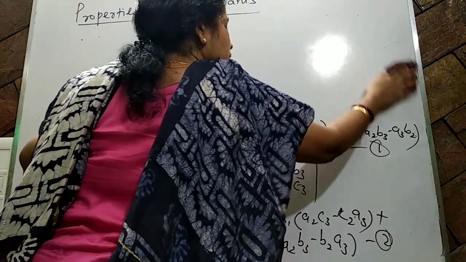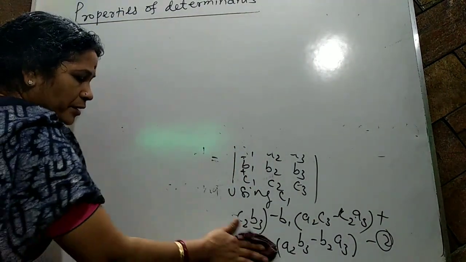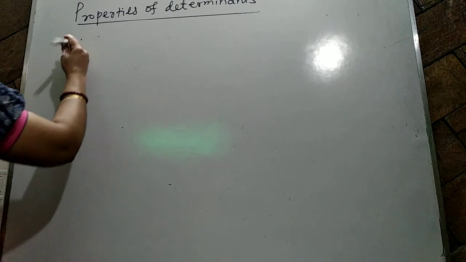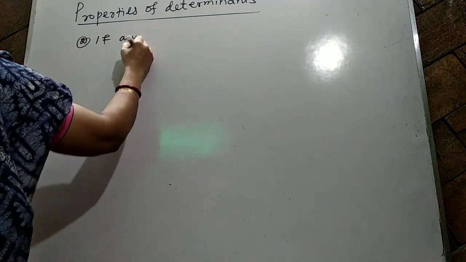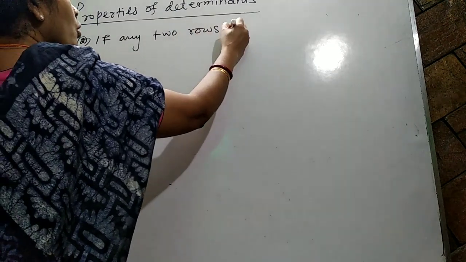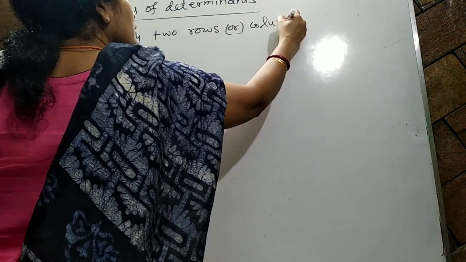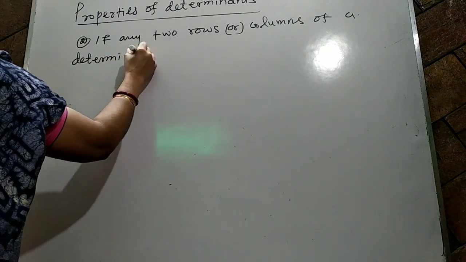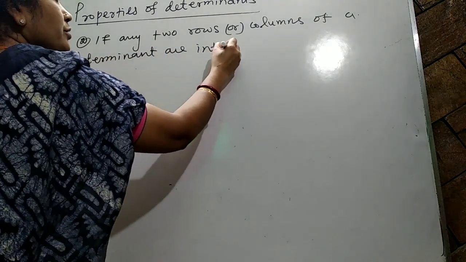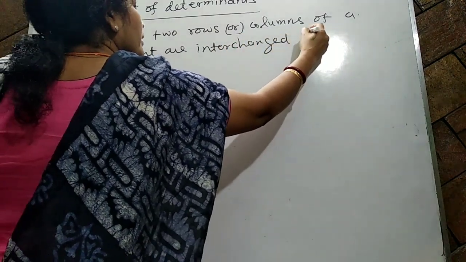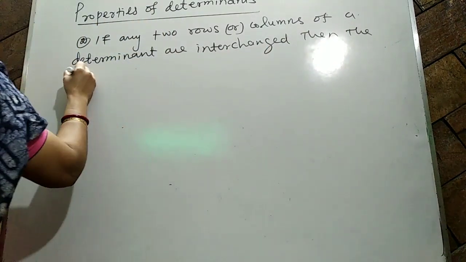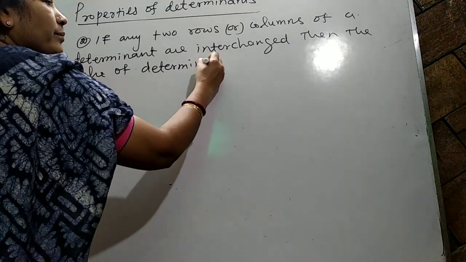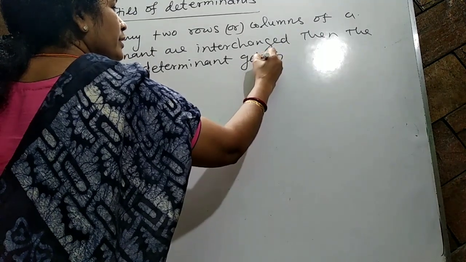Property number 2: if any two rows or columns of a determinant are interchanged, then the value of determinant gets sign changed.